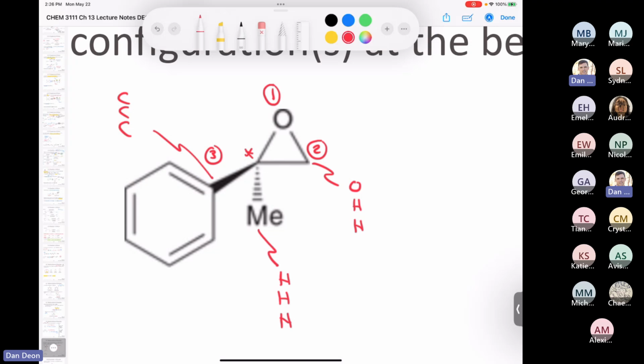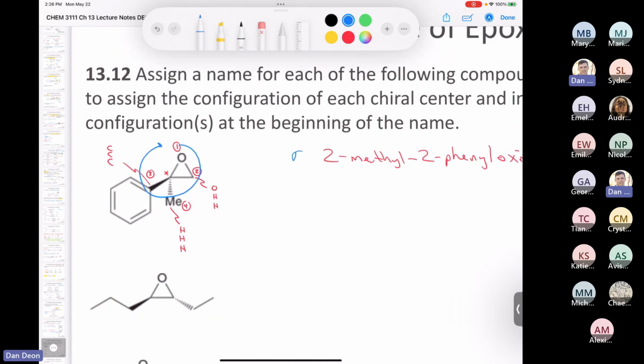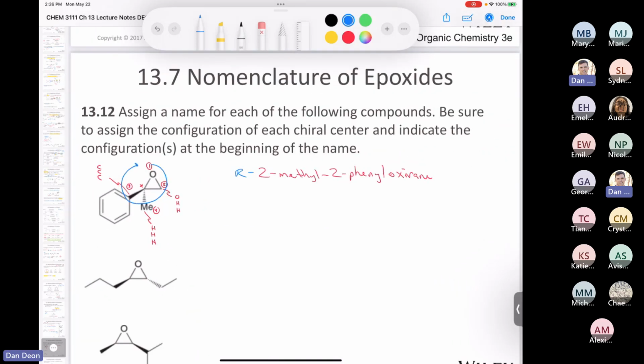And so since the methyl group is the lowest priority and it's in the back, we can go from 1 to 2 to 3 around the stereocenter like that. We're going clockwise. And so this is an R compound. And thus we can pencil that in. We can say R 2-methyl 2-phenyl oxirane. Now, the stereochemistry isn't going to change. If it was an R compound once, it's going to be an R compound the 2nd time. And so if we name it as an epoxide, it's still going to be an R compound.